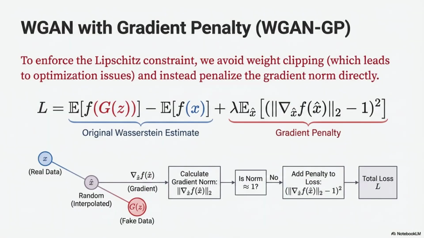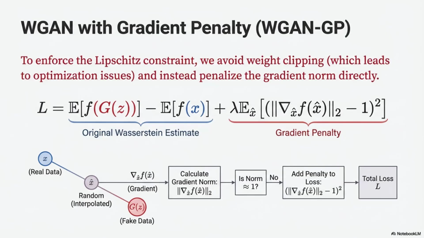So how do you actually enforce that rule? The best way we found is to use something called a gradient penalty. This gives us the WGAN-GP model. Let's look at this loss function. The first part is just our Wasserstein distance. That's the earth mover's cost we're trying to minimize.